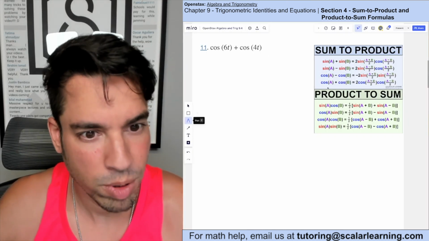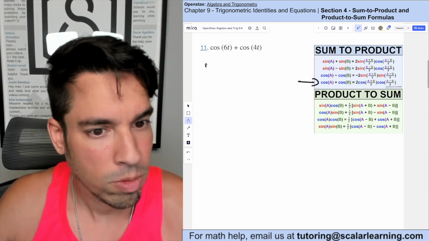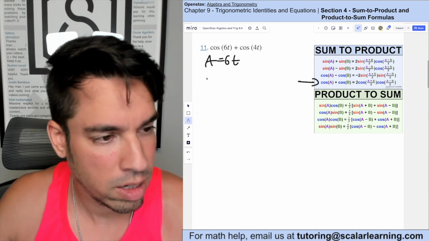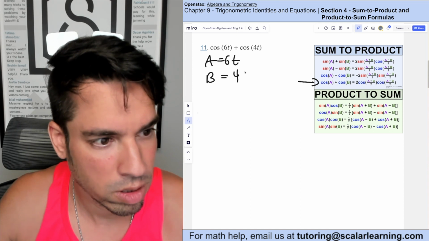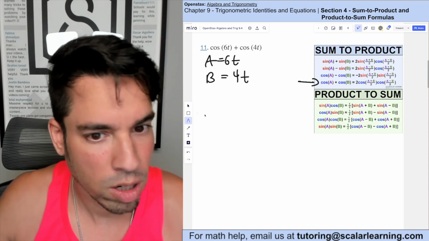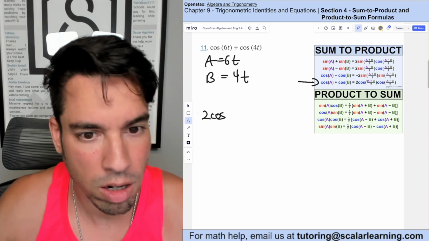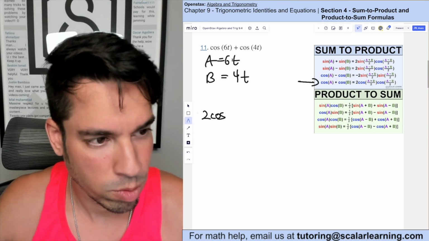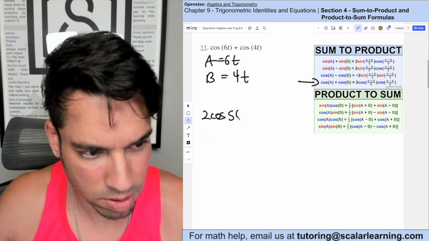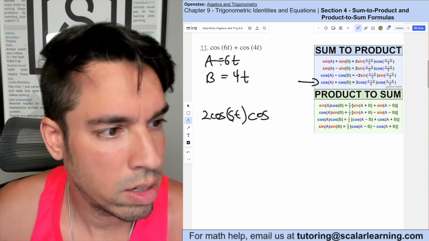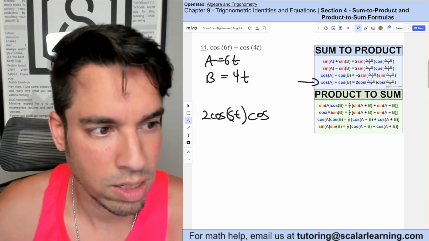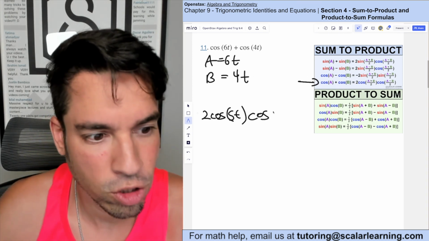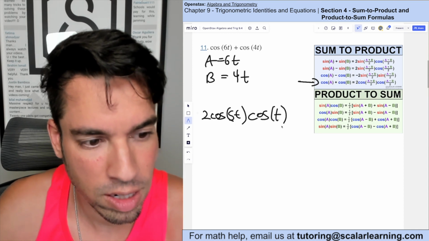For this one, we're going sum to product. So I see cosine plus cosine, that's right here. So I'm going to set a equal to 6t and b equal to 4t. And now let's write it out. So we start out with 2 cosine of a plus b over 2, so that would be 10t divided by 2 is 5t. And then we have cosine of a minus b divided by 2, that's 6t minus 4t, which is 2t divided by 2 is just t. That's how you do it.